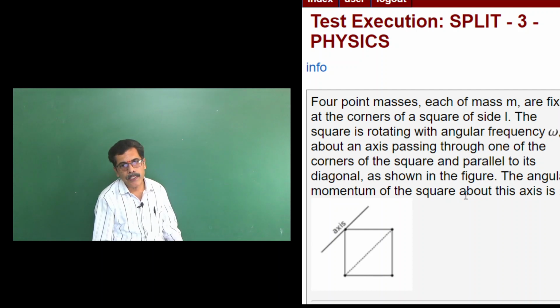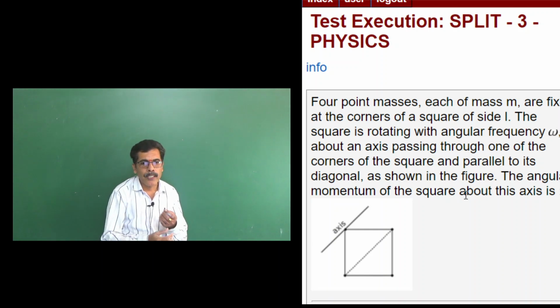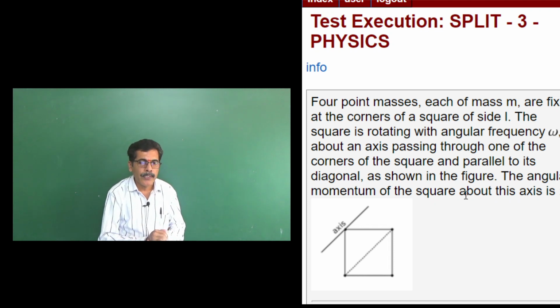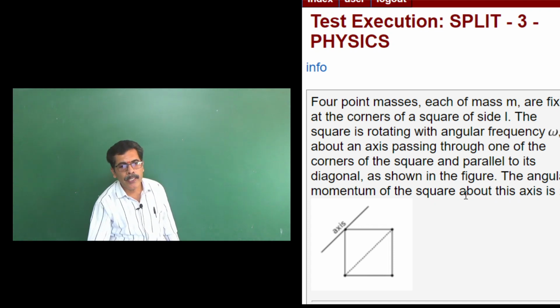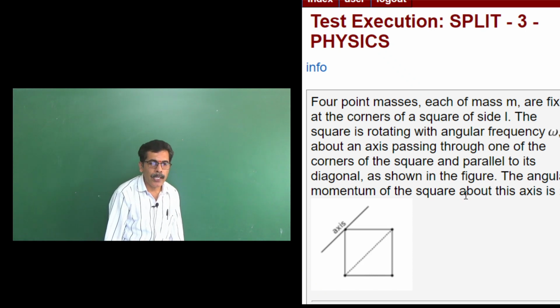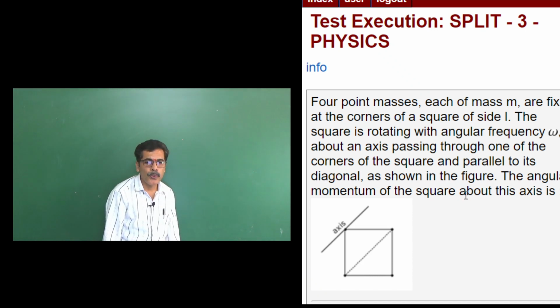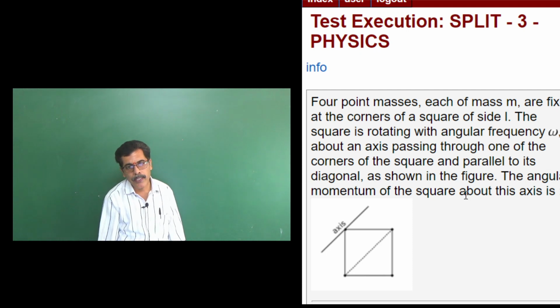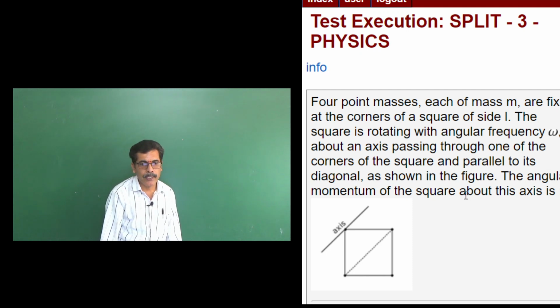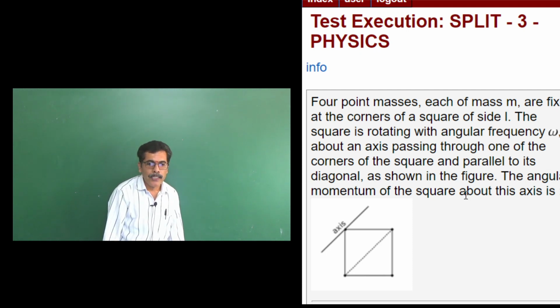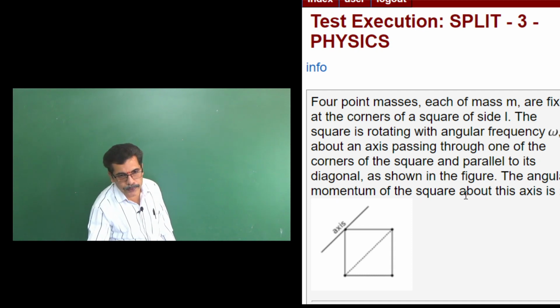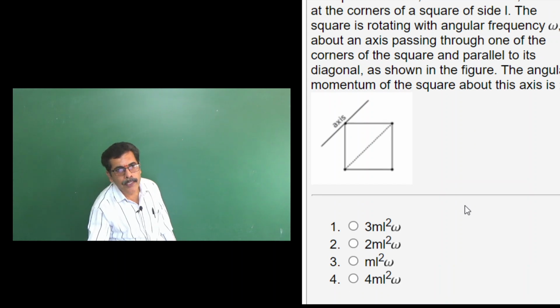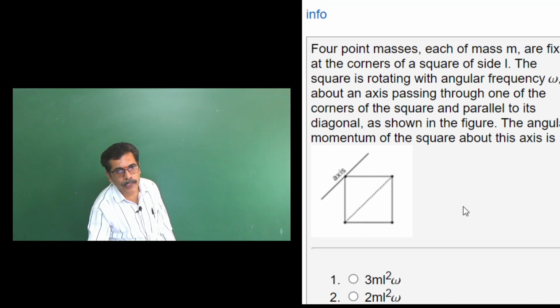Four point masses, each of mass m, are fixed at the corners of a square of side L. The square is rotating with an angular frequency omega about an axis passing through one of the corners of the square and parallel to its diagonal, as shown in the figure. The angular momentum of the square about this axis is, okay, here they have given 4 options, right?